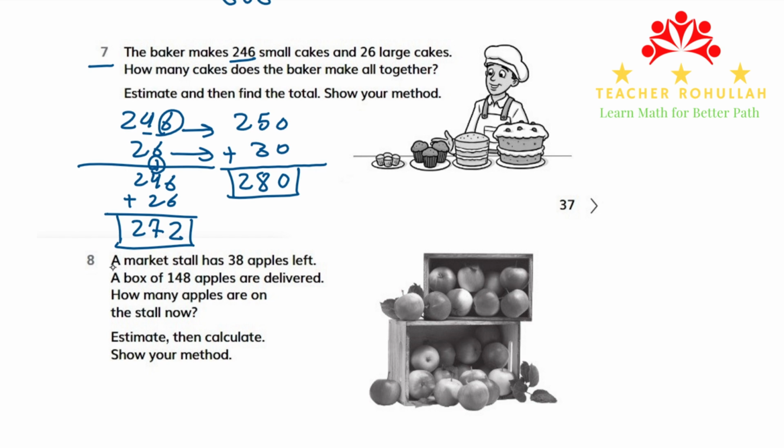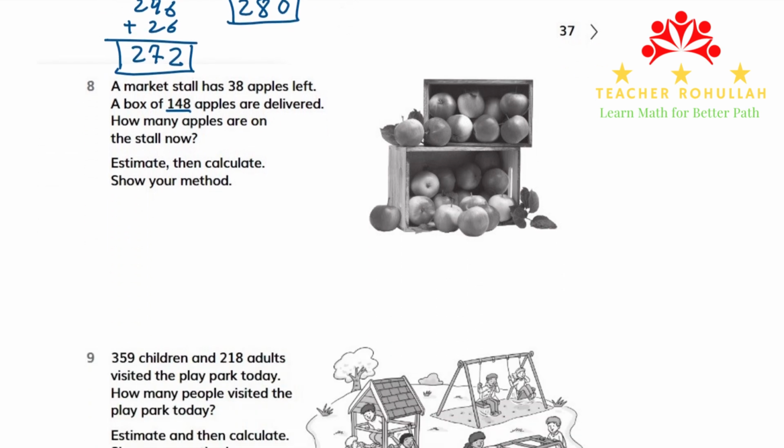In question 8, it says, a market stall has 38 apples left. A box of 148 apples are delivered. How many apples are on the stall now? Here also it says estimate, then calculate. Show your method as well. Let me scroll it a bit down so that we have enough space. Okay. So to estimate, we have to round to the nearest 10.